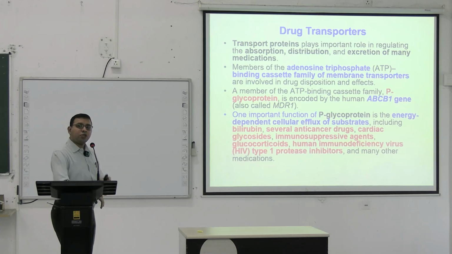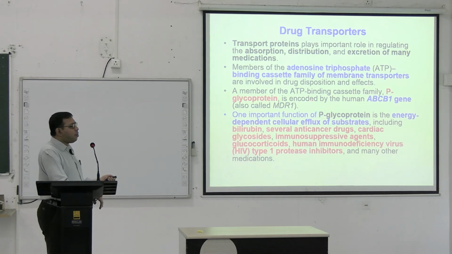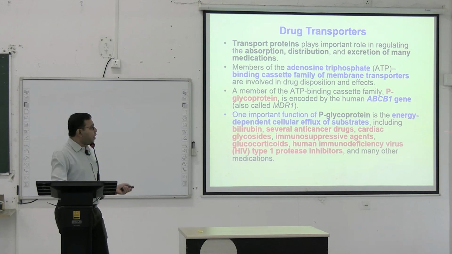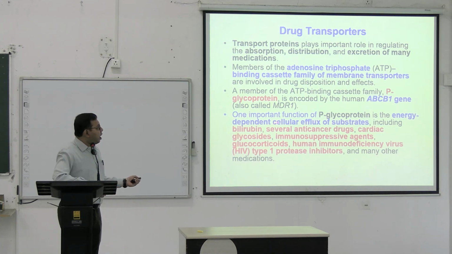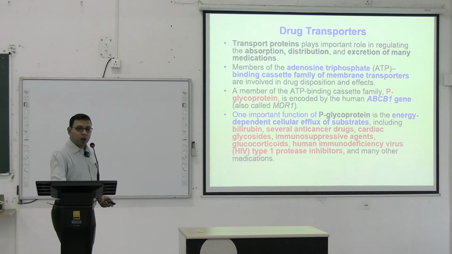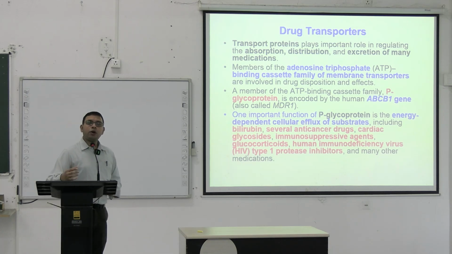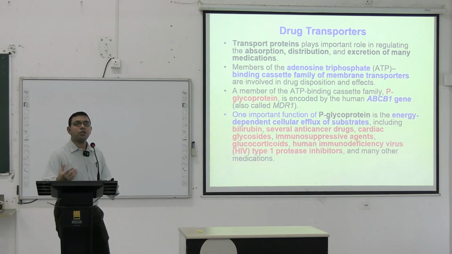Drug transporter is also a protein, for example, P glycoprotein. You have also read about this P glycoprotein or the ABCB1 gene. There are different genes by which the transport of the drug from one place to another is also affected. For example, P glycoprotein is an energy dependent cellular efflux of the substrates. Several anti-cancer drugs, different other drugs, in fact different viruses are also effluxed by this transporter. If this transporter is not present or not functional, there will be a change in the disposition of the drug or the disease.